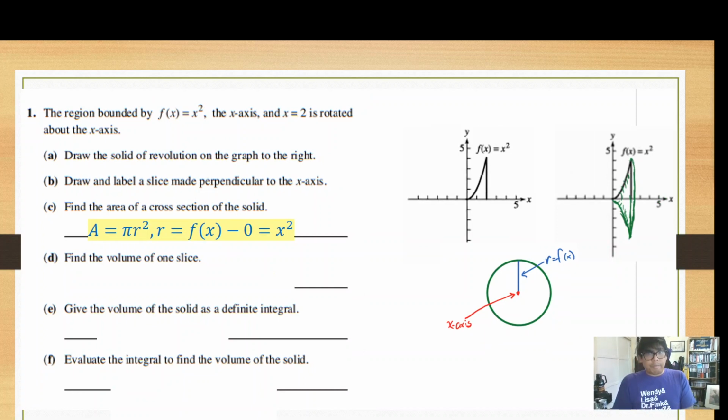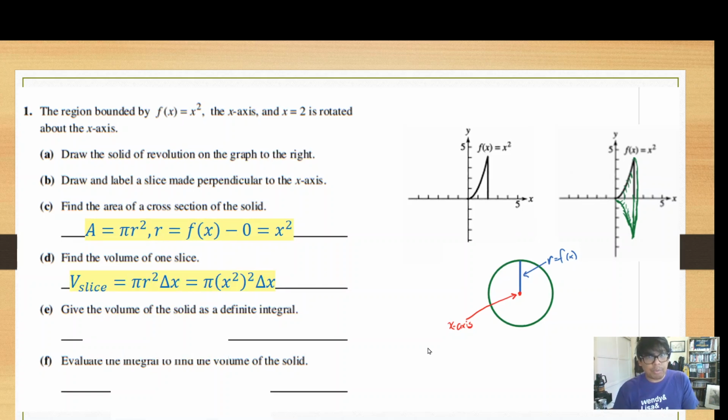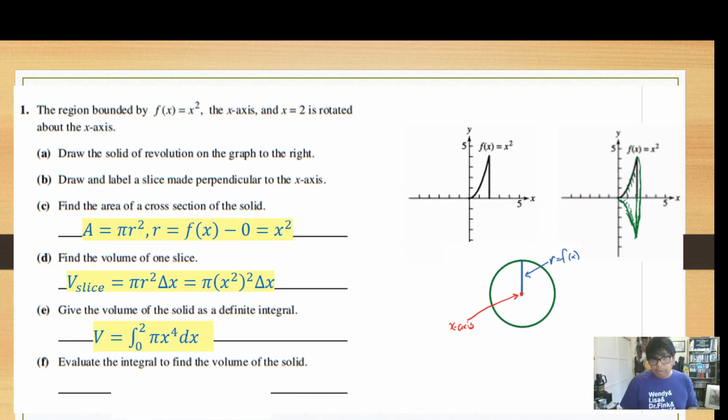Okay then, so for the volume of one slice, that's pi r squared times dx. So that gets us to pi r squared dx. And if you simplify that, that looks like pi times x to the 4th delta x, which of course is going to become our dx. Okay, so the volume of the solid as an integral, well, you're just going to integrate all of those slices together. So it's an integral from 0 to 2 of pi x to the 4th dx.